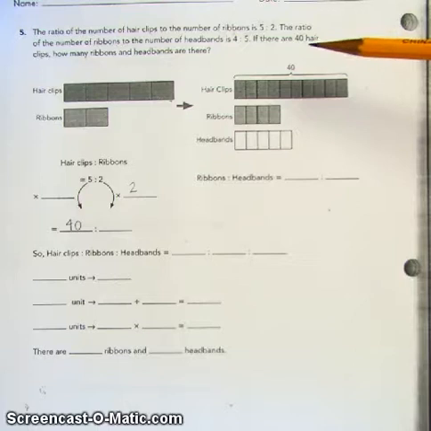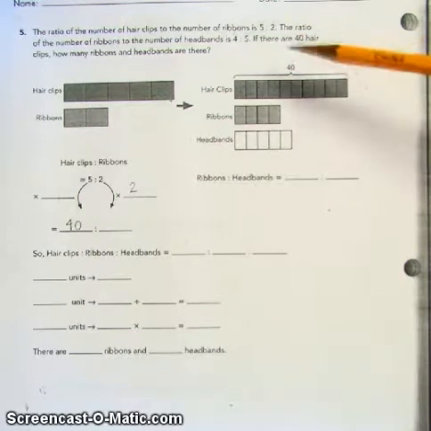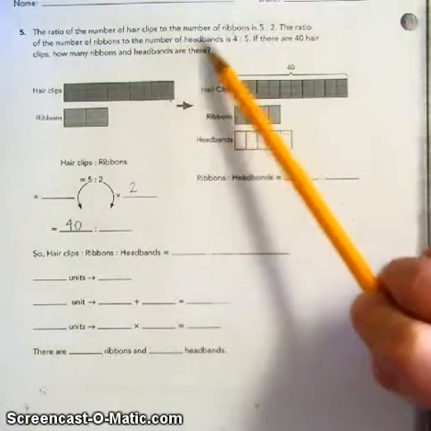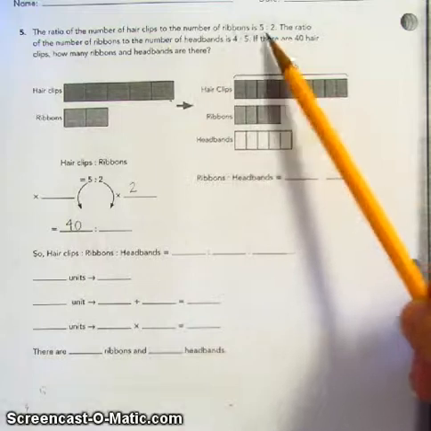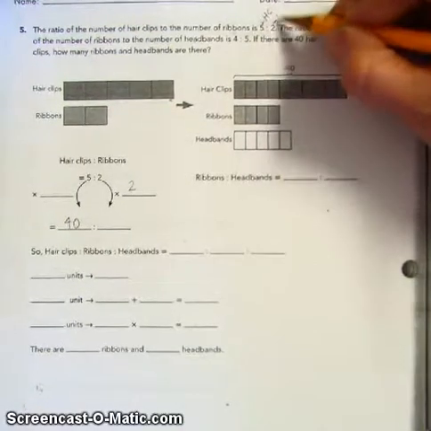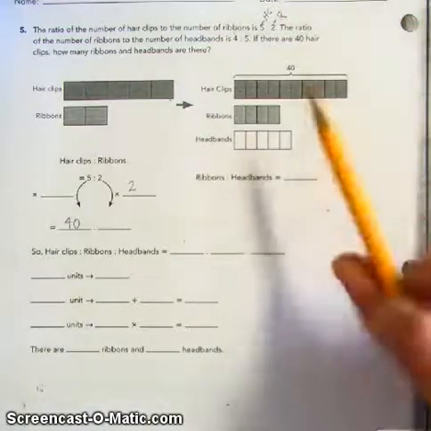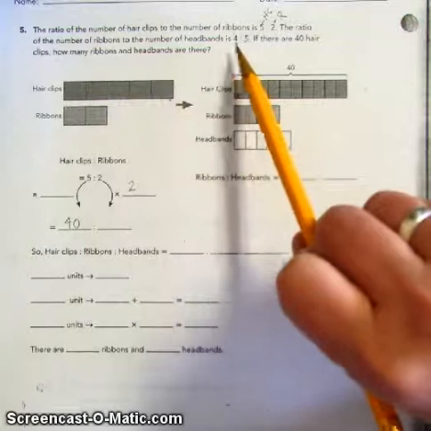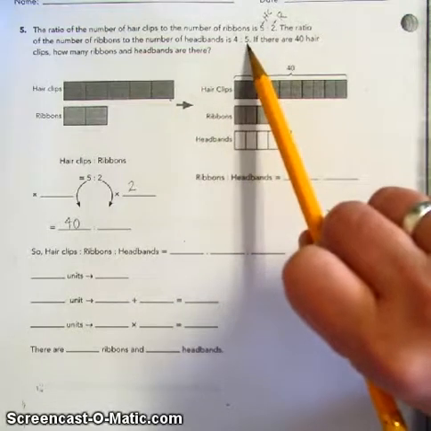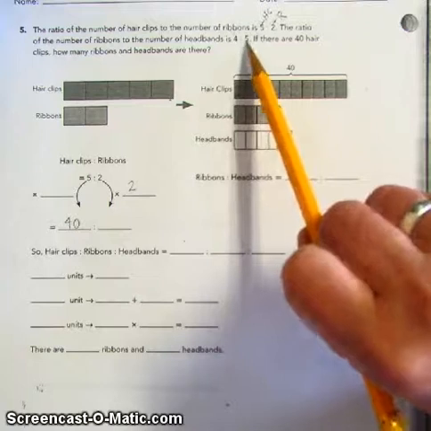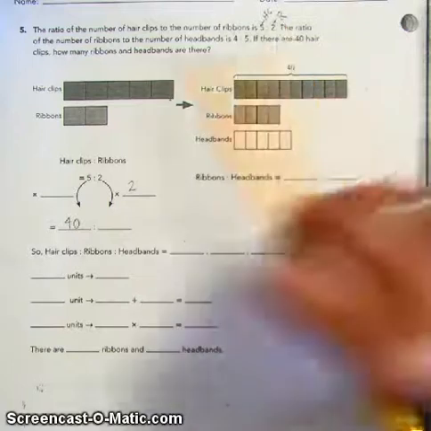Okay, we're back, and hopefully you came up with the correct answer. If not, let's walk through this and figure out where you may have made a mistake. So the ratio of the number of hair clips to the number of ribbons is 5 to 2. So I'm just going to write HC for hair clips and R for ribbons. And then the ratio of the number of ribbons to the number of headbands is 4 to 5. So again, it's now giving us another ratio for one of our items up here, which is our ribbons.